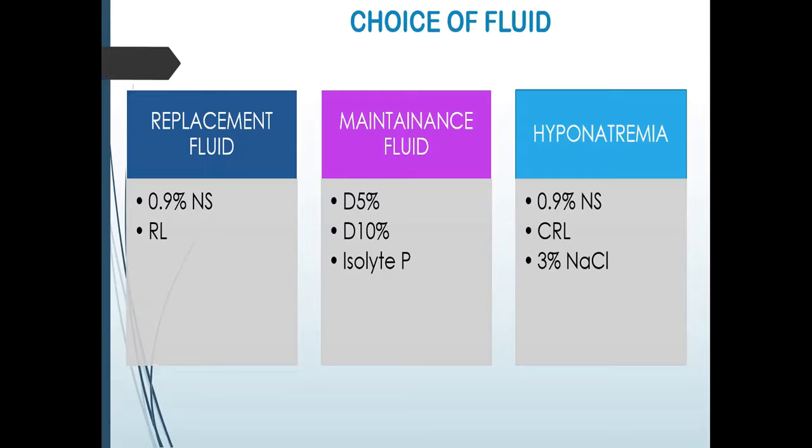The commonly used maintenance fluids are dextrose 5%, as is used in extreme preterm neonates or extremely low birth weight neonates, dextrose 10% and isolyte P. While for hyponatremia, the available preparations are 0.9% NS, RL and 3% NaCl.